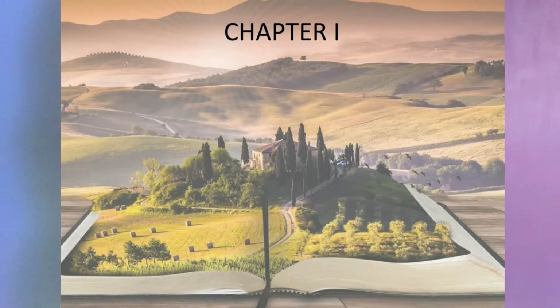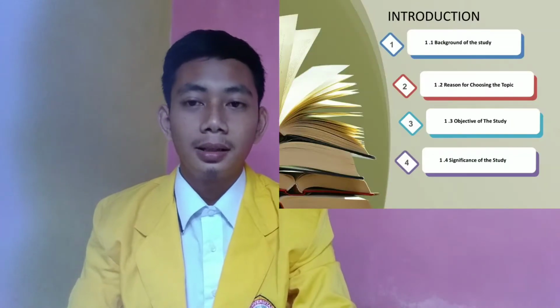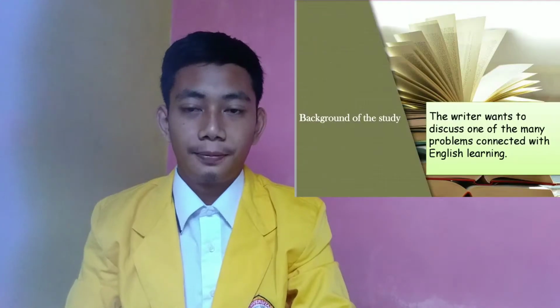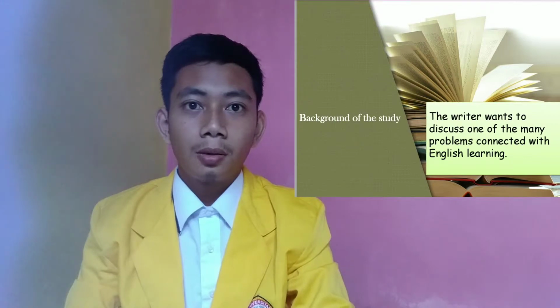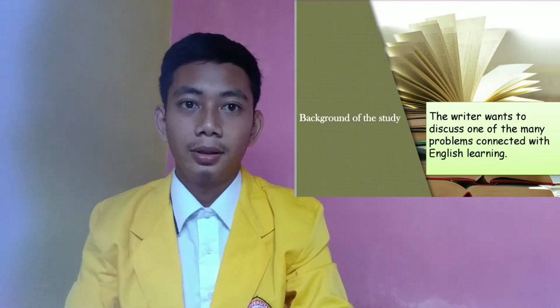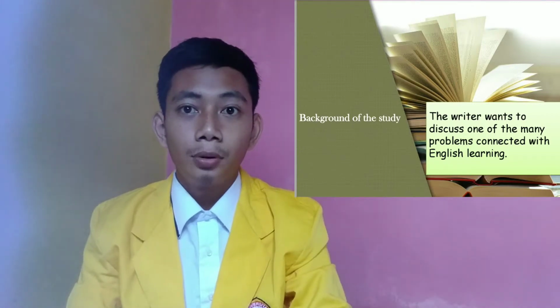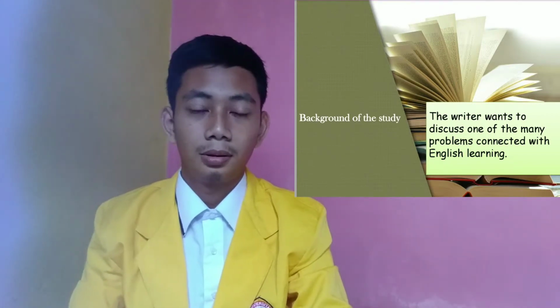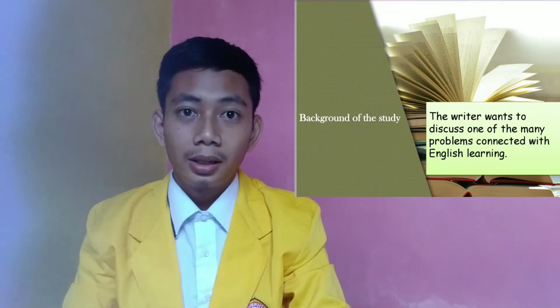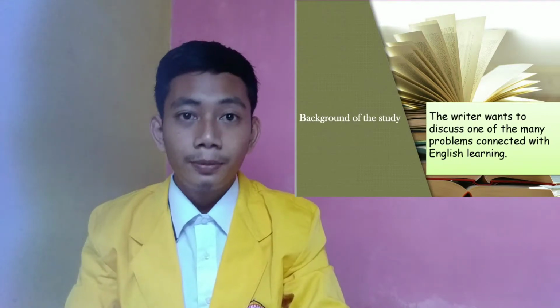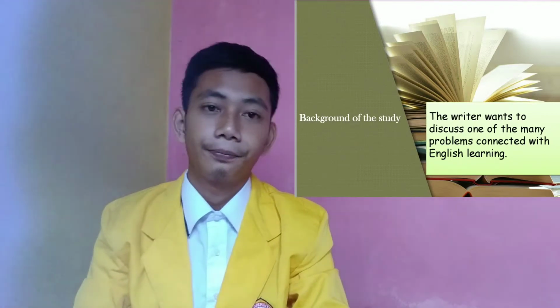Chapter 1. Introduction. There will be 4 main ideas in this chapter. First, background of the study. The writer wants to discuss one of many problems connected with English learning. English learning problems can take place both at home and at school. The teacher and the students are different, and therefore, we might find different motivation for learning as well.